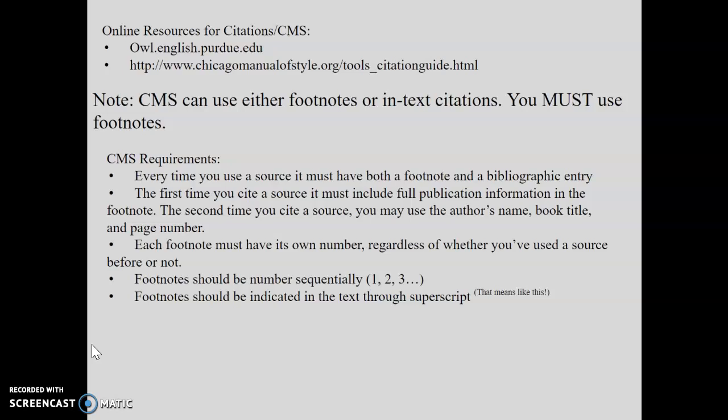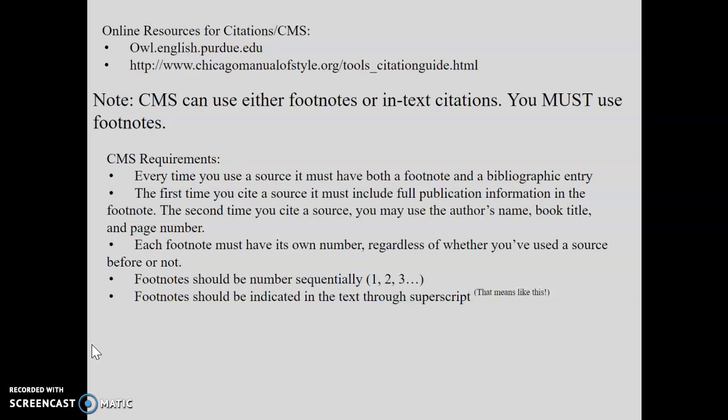And some of these are just problems that people struggle with when formatting. So, for instance, on our first bullet point, every time you use a source, it must have both a footnote and a bibliographic entry. One thing that people often struggle with is that we put a lot of information in the footnotes. It often feels more like writing a works cited page or a references page than writing an in-text citation. So, often people feel like, I wrote my footnote, I'm done, I don't need to do anything else. That's not the case.